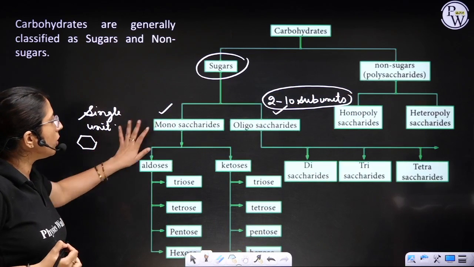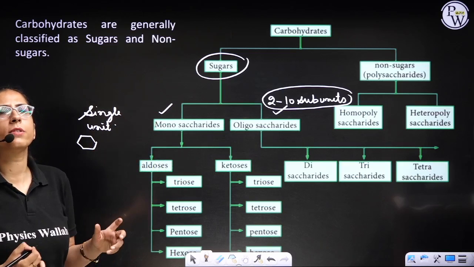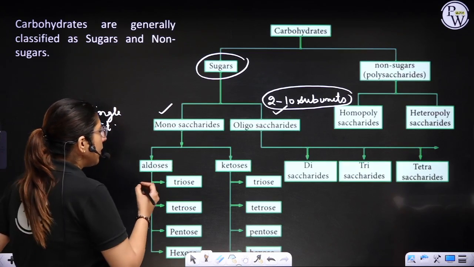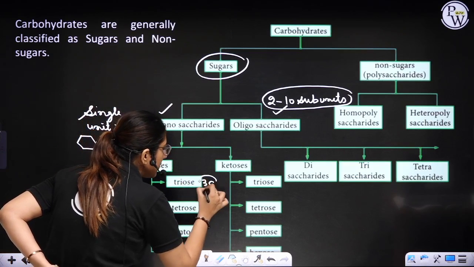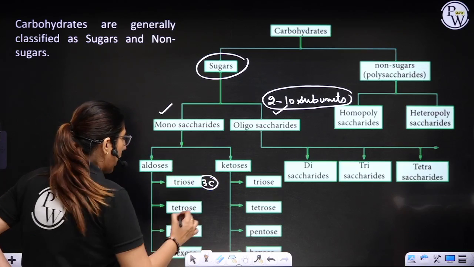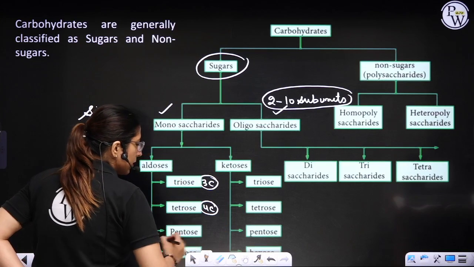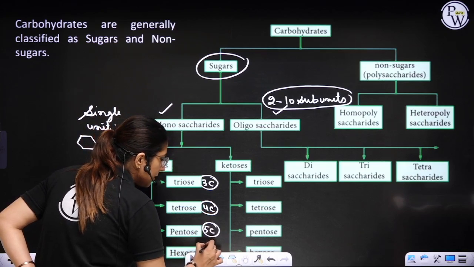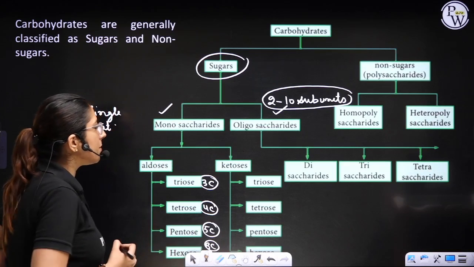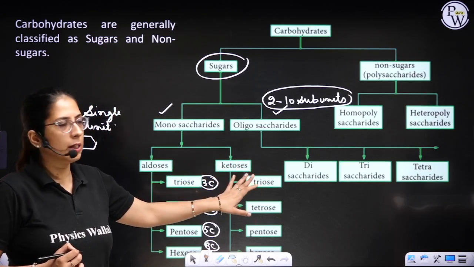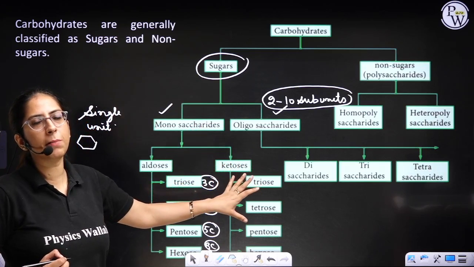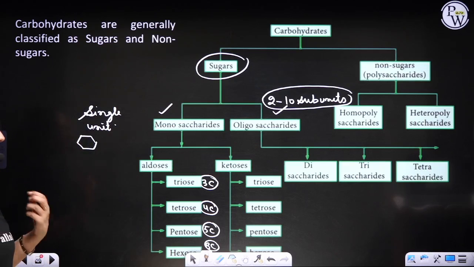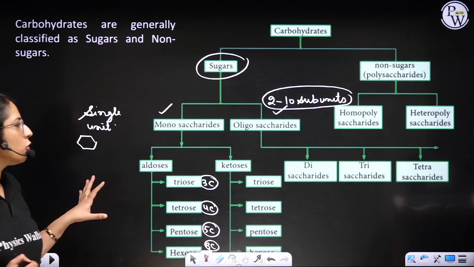Clear? Now monosaccharides can be aldoses and ketoses. Aldoses means they are having an aldehyde group. Ketoses means they are having an in-between ketone group present. If it is made up of 3 carbons, that is trioses. If it is made up of 4 carbons, that is your tetroses. If it is made up of 5 carbons, pentoses. If it is made up of 6 carbons, we have hexoses. Similarly for ketoses, the ketone group is present in between, and the number of carbons varies. Accordingly the names have been given: trioses, tetroses, pentoses, and hexoses. So hope this is clear, monosaccharides.